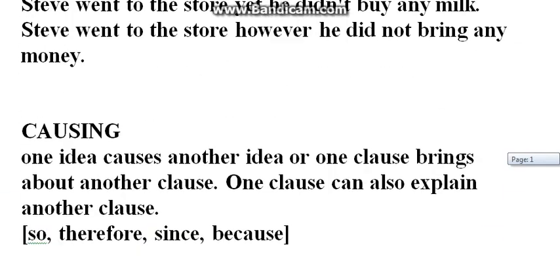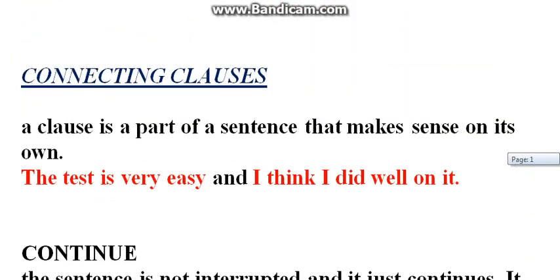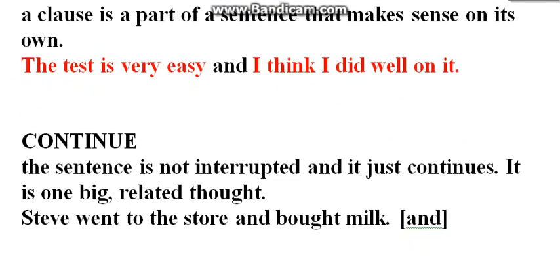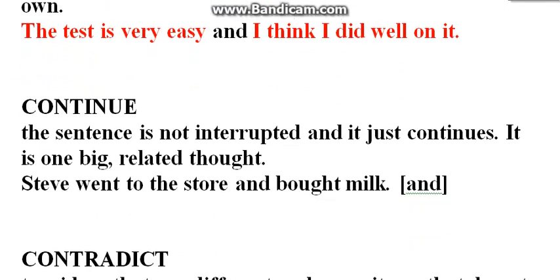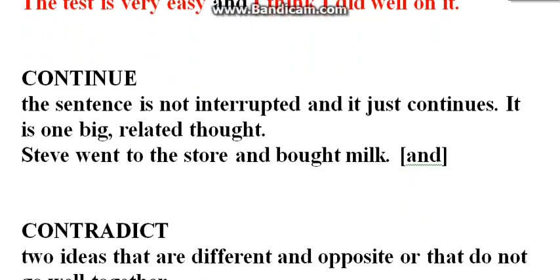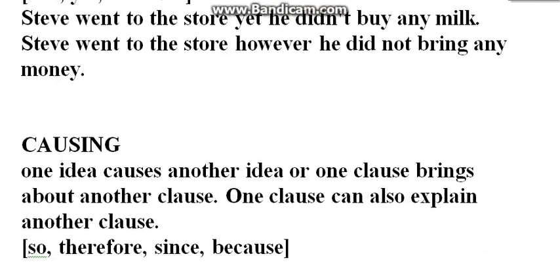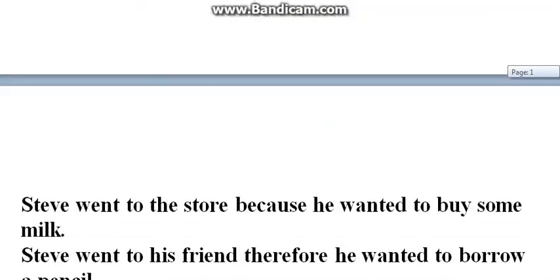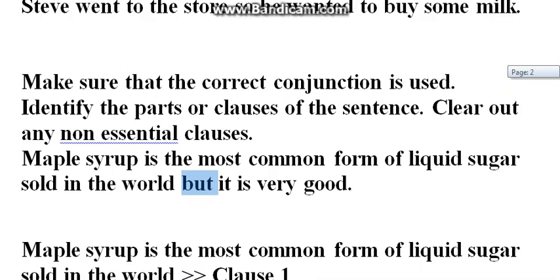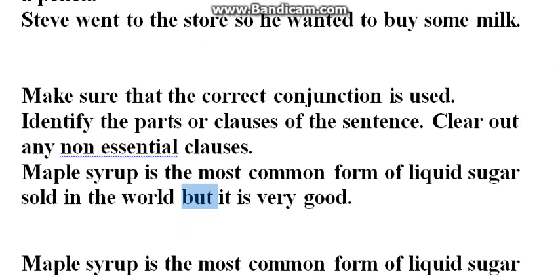Let me go through it one more time really fast. Connecting clauses. A clause is a part of a sentence that makes sense on its own. The test is very easy. I think I did well on it. We can connect clauses using conjunctions. Conjunctions can continue a sentence. They can contradict a sentence. They can cause a sentence. And the examples that I gave illustrate all those points.